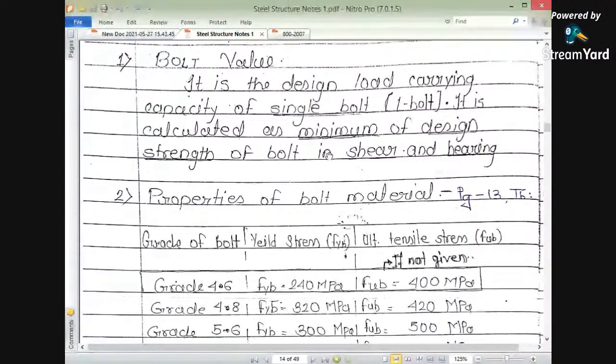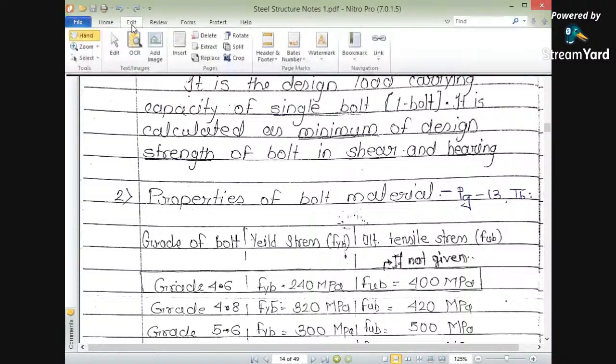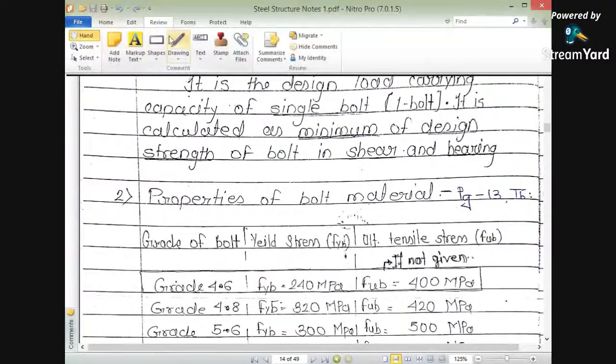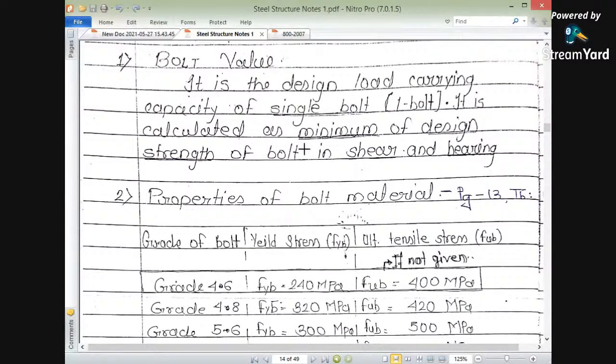It means design strength of bolt in shear and bearing. That means while finding out the bolt value, we have to first find out the shear value, then the bearing value, and tension also. Okay. So while finding out the bolt value, we have to find out these two things. It is very important.